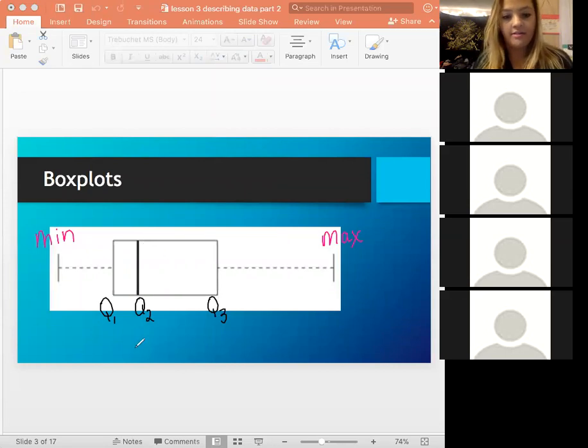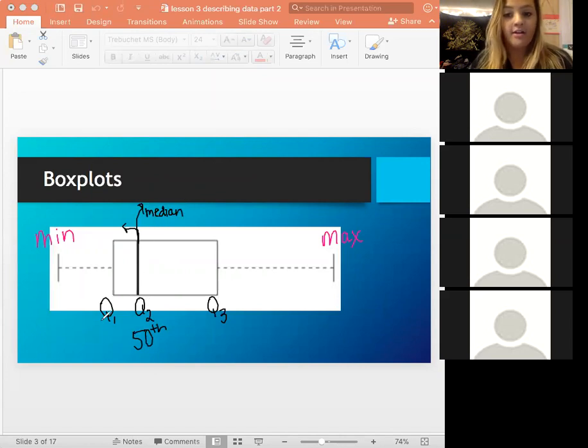Yes, Mary. Good job. Yep, this is our 50th percentile. And that means that 50% of our data lies at or below this line. And another thing that this is the median. So that's where we get that from.